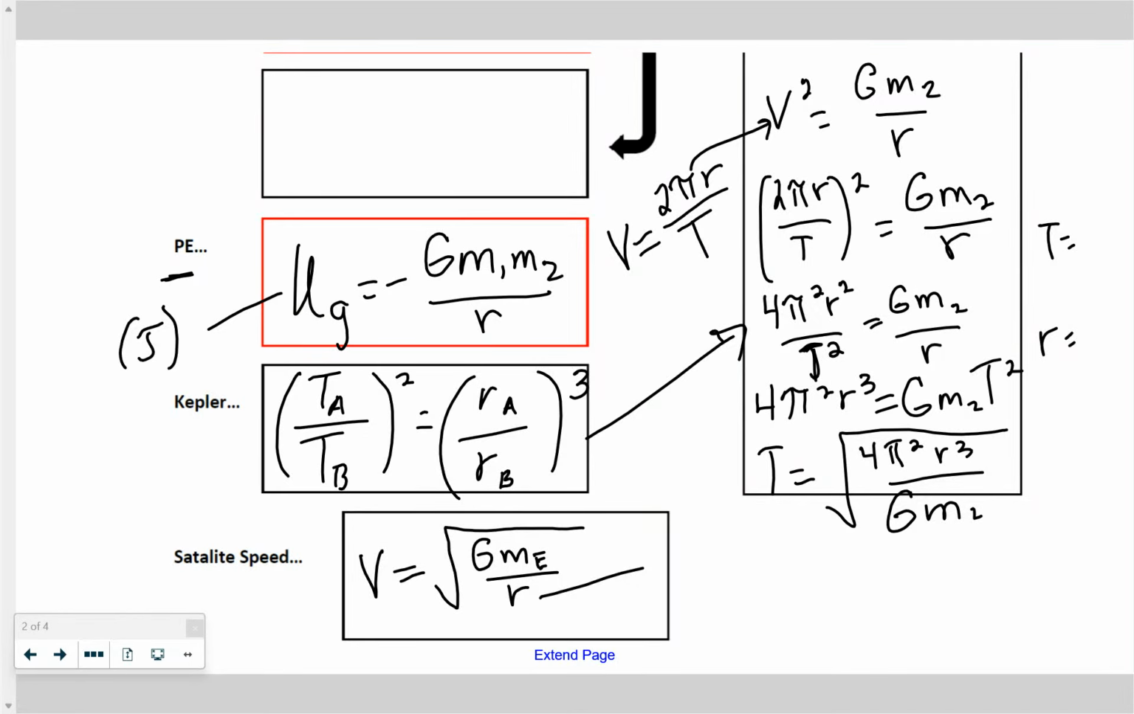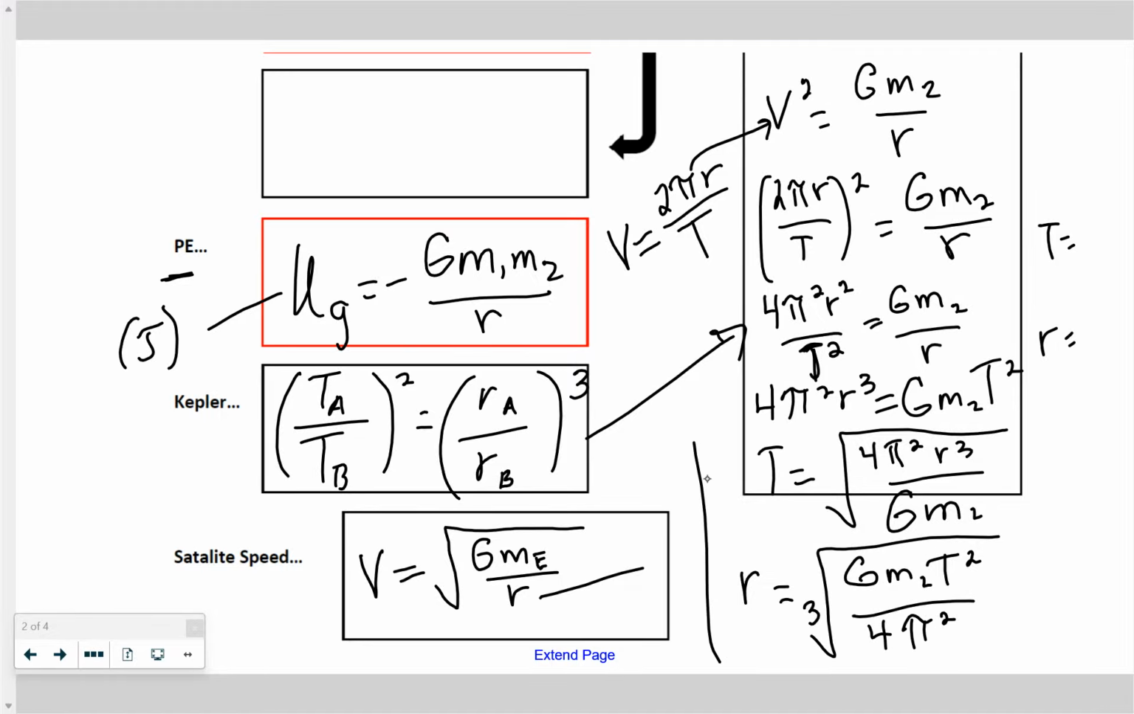And then I could also solve for r. Now, when we solve for r, we're going to get a cube root, which is unusual. We haven't seen cube roots a lot. Radius is equal to the cube root of big G m2 period squared all over 4 pi squared. And then I would put a box around these two because these are two equations that are helpful. Okay, moving on.